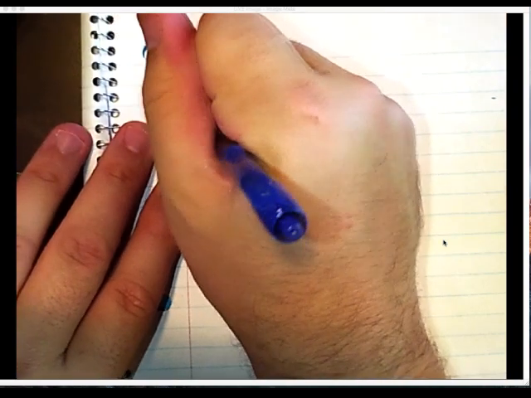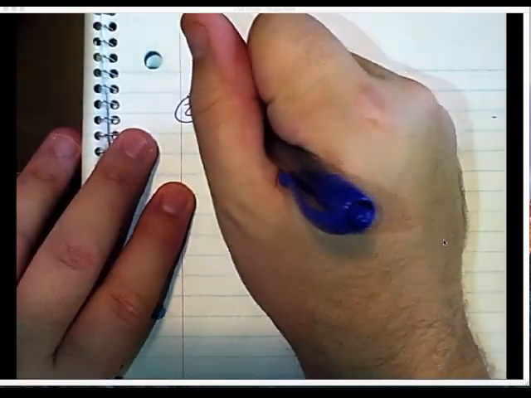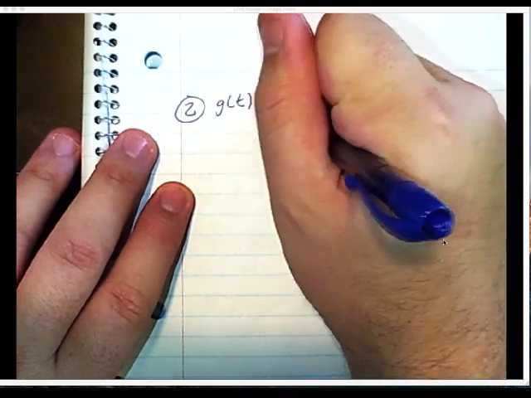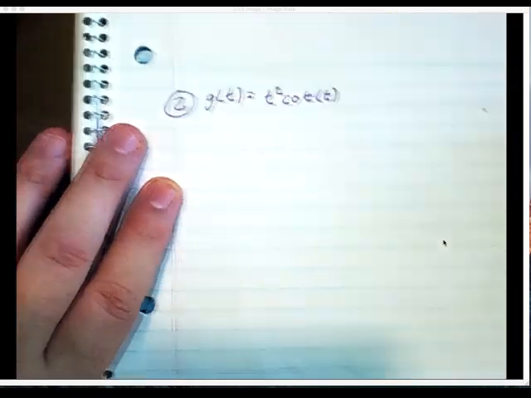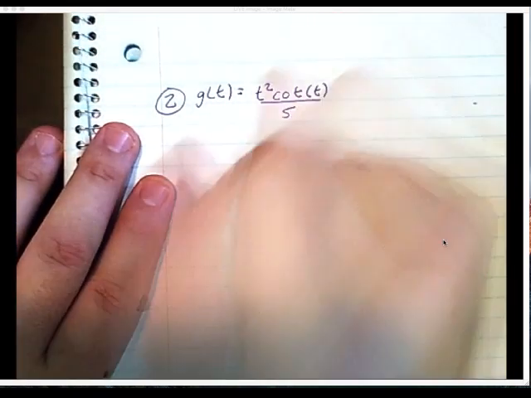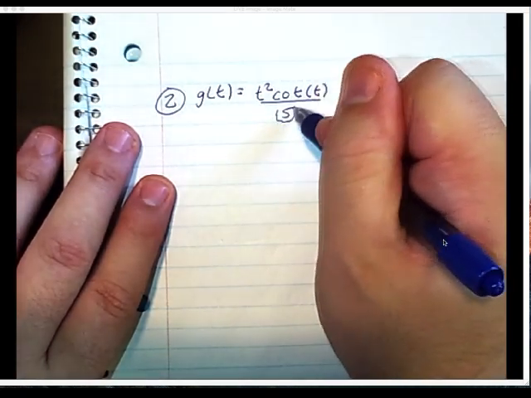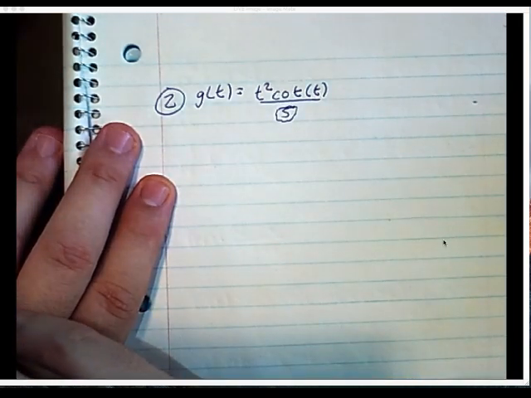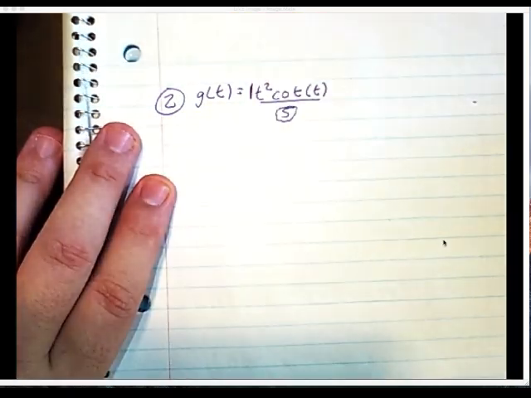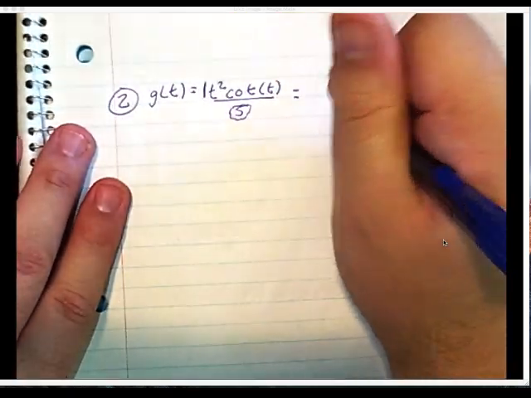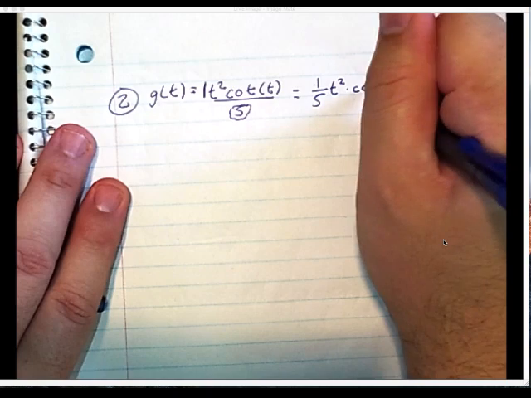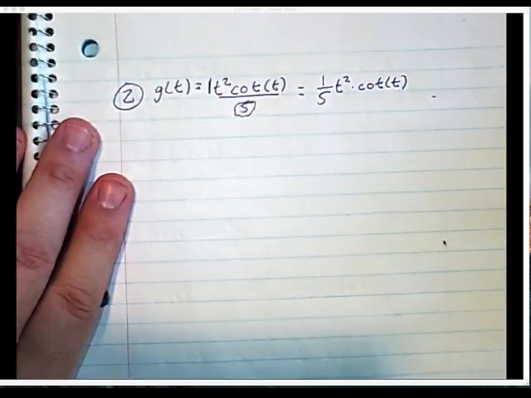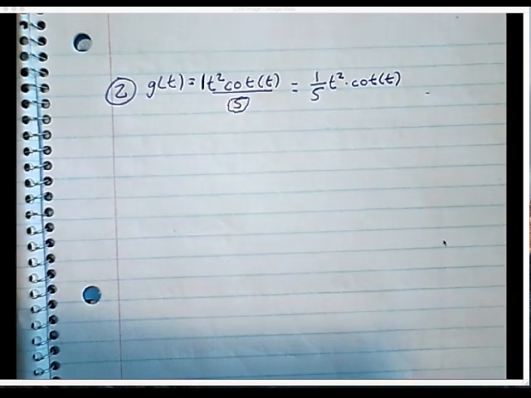Okay, let's look at 2. Now, 2 says g of t equals t squared cotangent of t all over 5. Well, this doesn't have any variables on it. It's just a coefficient or a constant. And there's an understood 1 in front of all this. So to make this problem much, much easier, let's just write it as 1/5 t squared times the cotangent of t. Okay. You could use quotient rule here, but there's absolutely no reason to. You just make life harder on yourself.